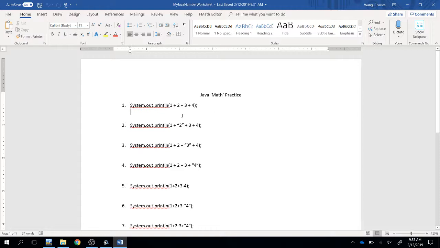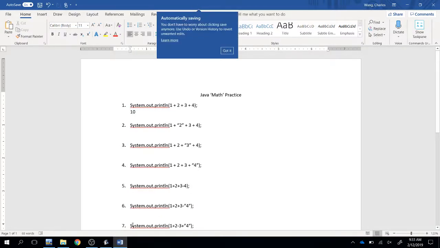So let's get started. On the first problem, we have System.out.println(1 + 2 + 3 + 4). Again, PEMDAS. We start from the left and we go to the right. 1 plus 2 should be 3. 3 plus 3 should give me 6. 6 plus 4 should give me 10. So I think the outcome should be 10.